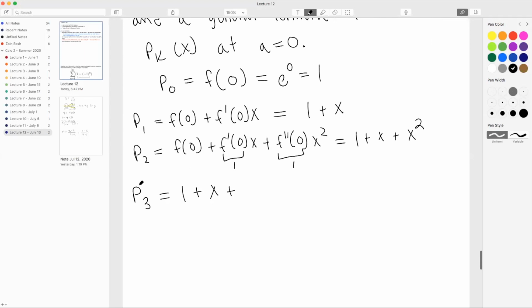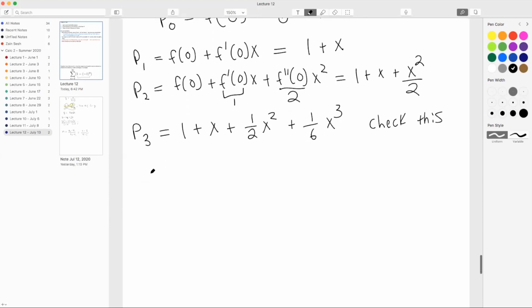Oh, sorry, I made a mistake on P2. You're supposed to divide by 2 here. It's supposed to be f double prime of 0 divided by 2. I hope everyone sees that. So it's going to be 1 plus x plus x squared over 2. Sorry about that. So P3 will be 1 plus x plus 1 over 2x squared plus 1 over 6x cubed. So just check this.